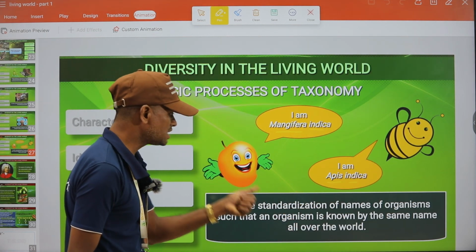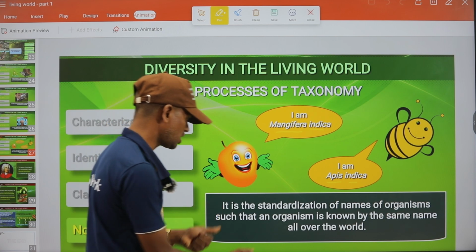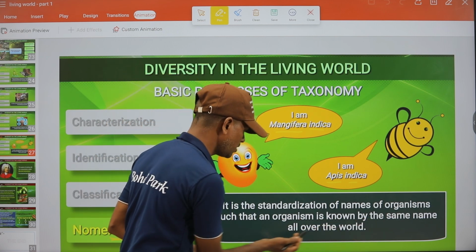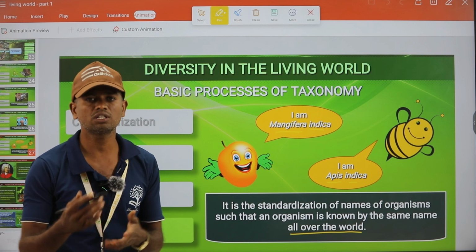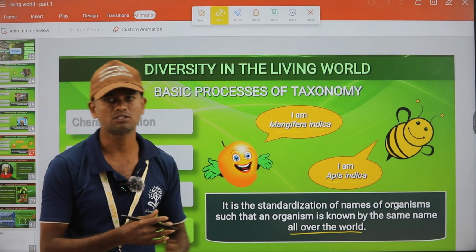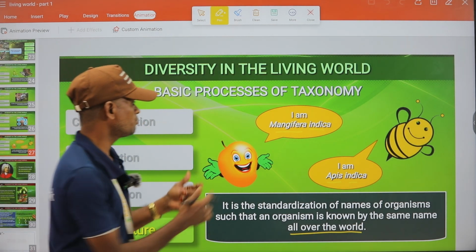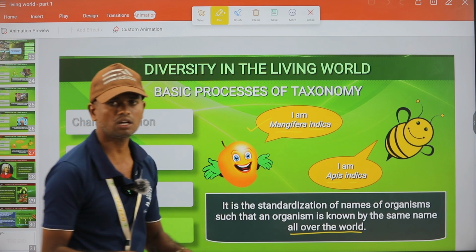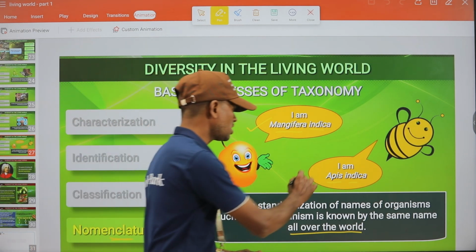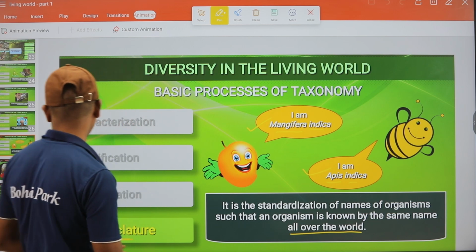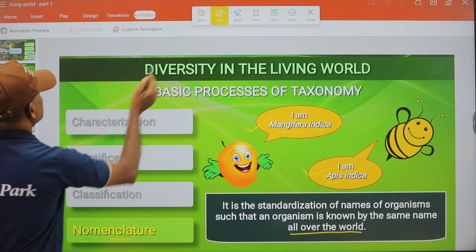So it is a standardized naming of organisms, such that an organism is known by the same name all over the world. If we see mango in various countries apart from India, it is also Mangifera indica. So in India, the scientific name of mango is nothing but Mangifera indica. Same thing with Apis indica. So next, another thing is there.